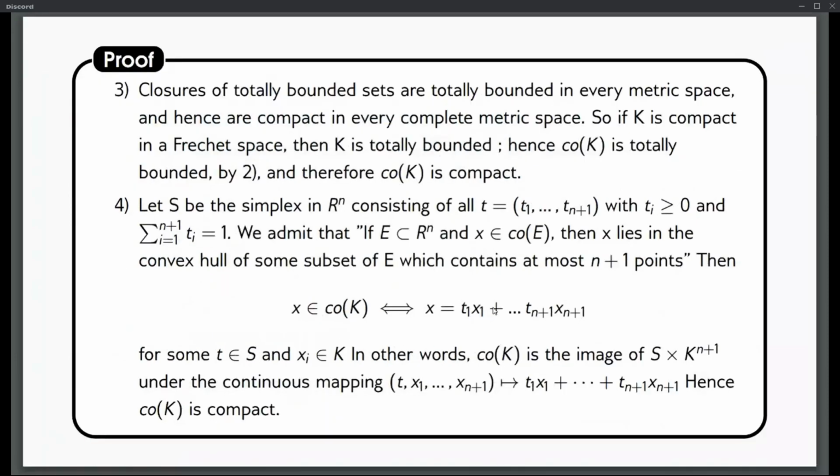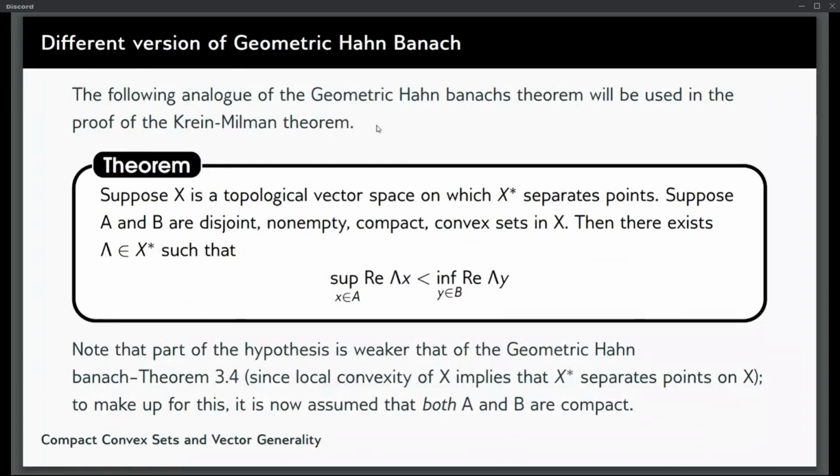So yeah, now we're going to build towards the Krein-Milman theorem. So first of all, we're going to prove a certain analog of the geometric Hahn-Banach. The geometric Hahn-Banach is theorem 3.4 in Rudin. It's called, I think, the separation theorem, which is the theorem that requires local convexity. That's how I remember it, at least.